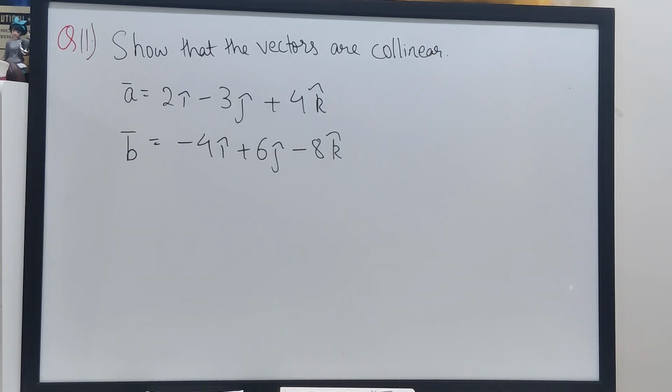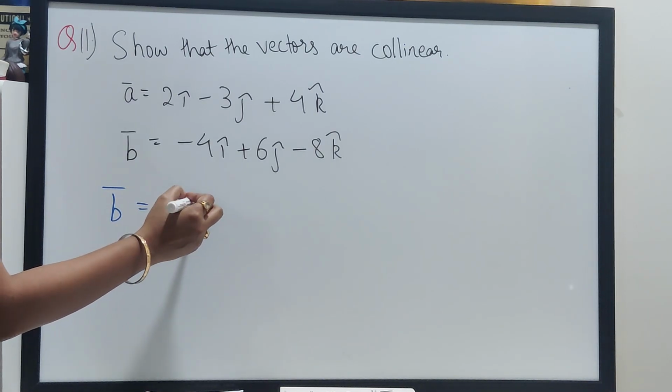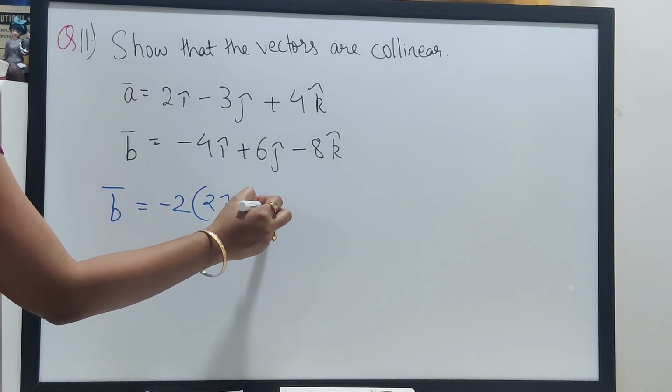Next question, show that the vectors are collinear. So collinear means they should lie along the same line. If they lie on the same line, then the direction should be the same. However, there should be some scalar factor. For example, B can be lambda A and lambda can be any scalar.